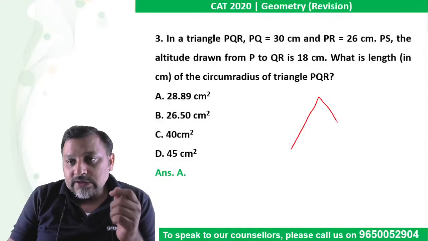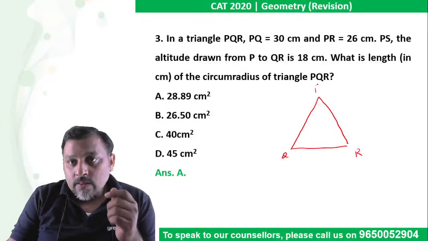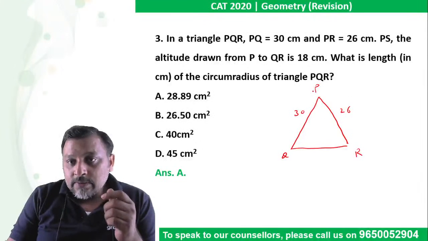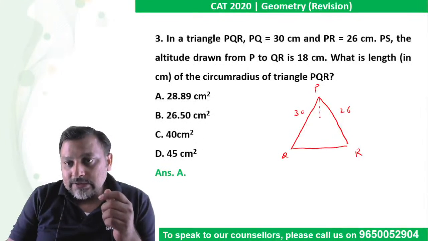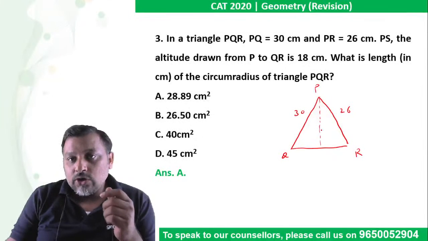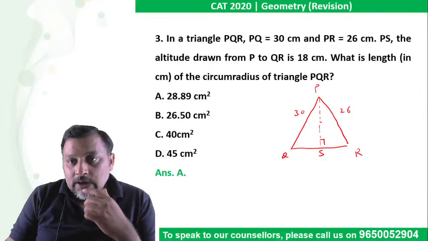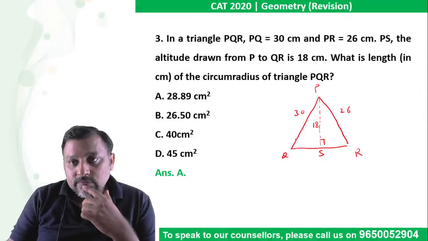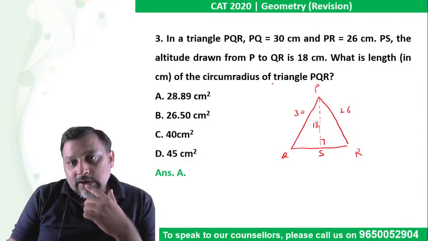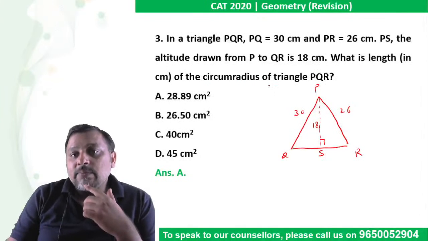A triangle is given. So PQ is 30, PR is 26, PS is the height dropped from P on QR, and this is given to be 18. I need to find the length of the circumradius.